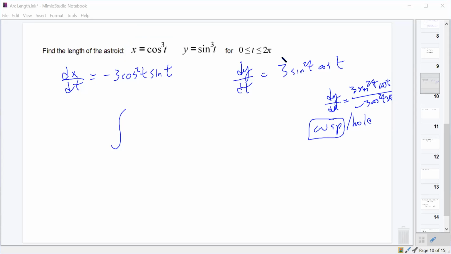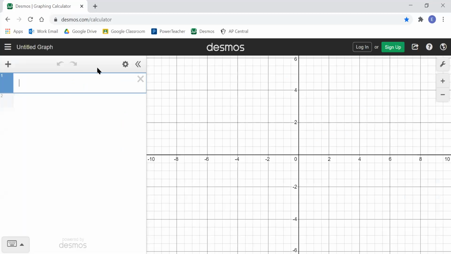Have to split it up. And this is a function that you should sort of get used to. Anytime you see that it's an asteroid, or if you see x equals cosine cubed or y equals sine cubed or vice versa. I'll put this in so you can see what it looks like here on Desmos. What do we need? Cosine t, cosine t, because Desmos doesn't understand how to do powers of trig functions.